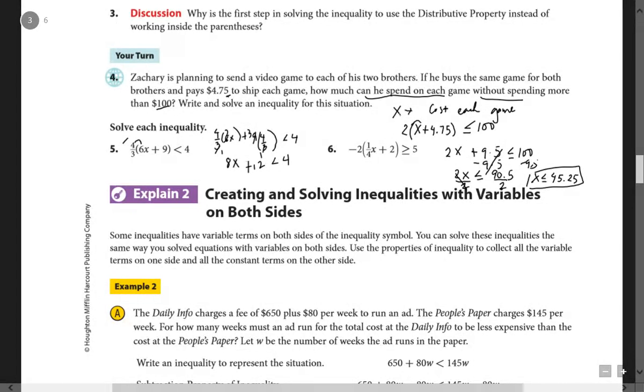Then we apply inverse operation. Minus 12, minus 12. Okay, cancel. So what is left here? 8x less than 4 minus 12, which is negative 8. So if you have 8x less than negative 8, you can divide both sides by 8. So the answer is x is less than negative 1.